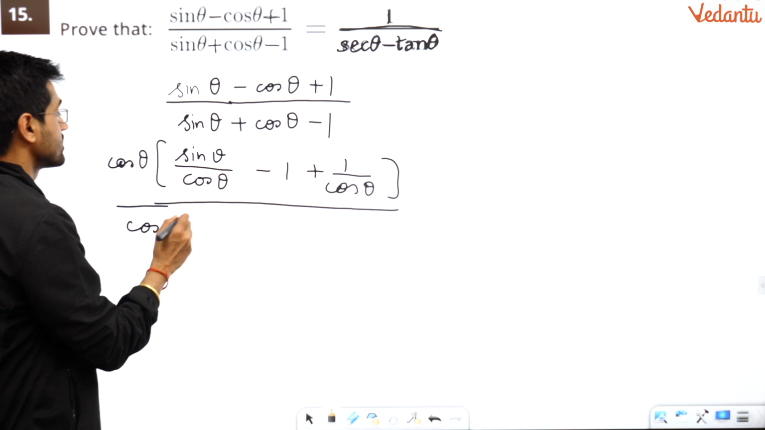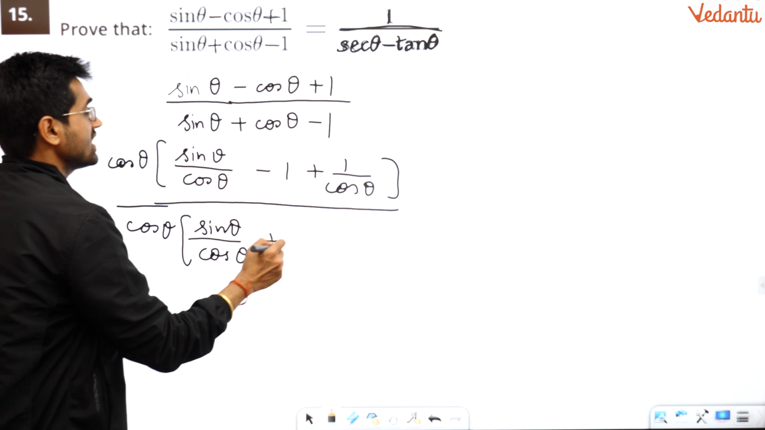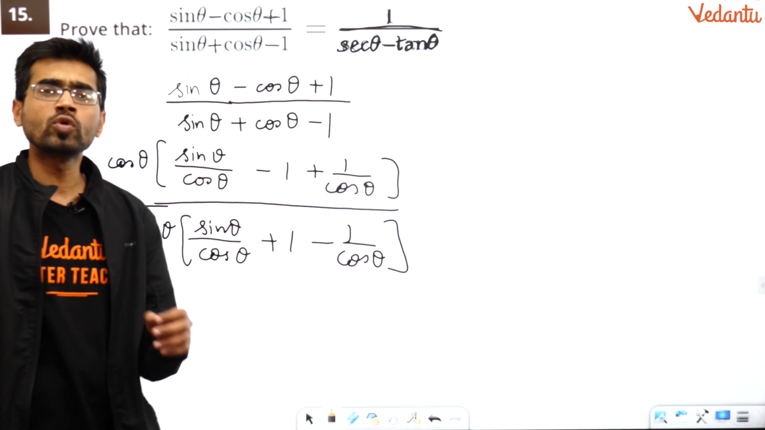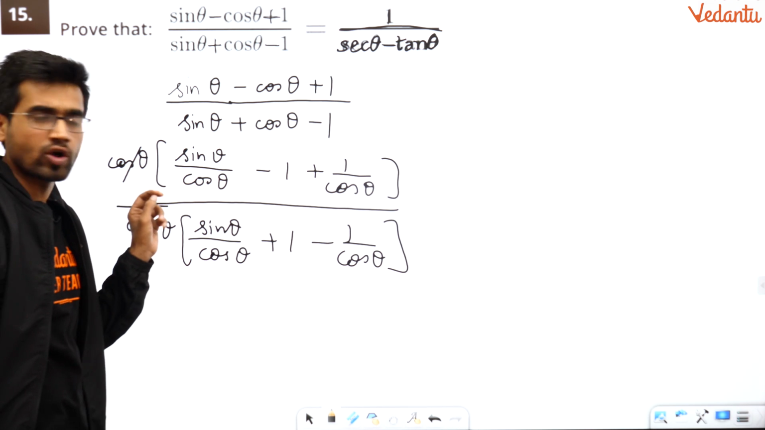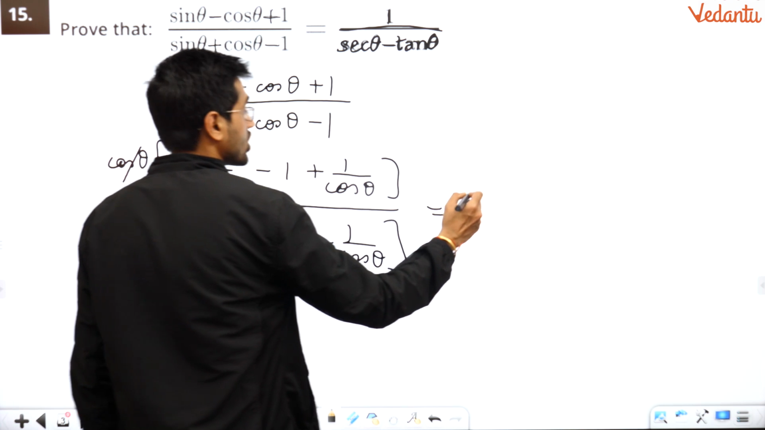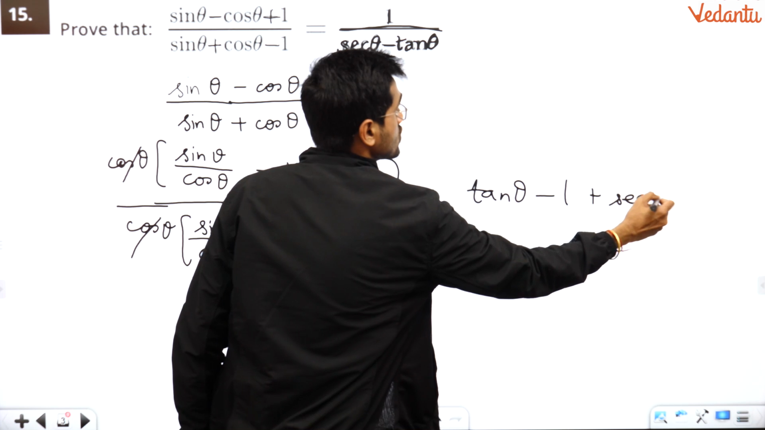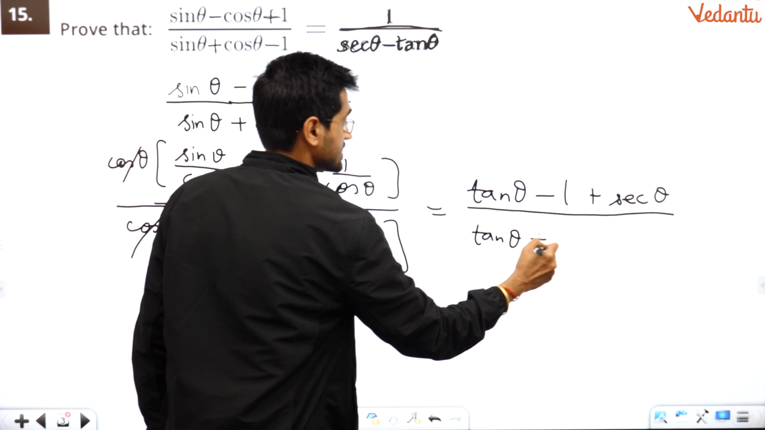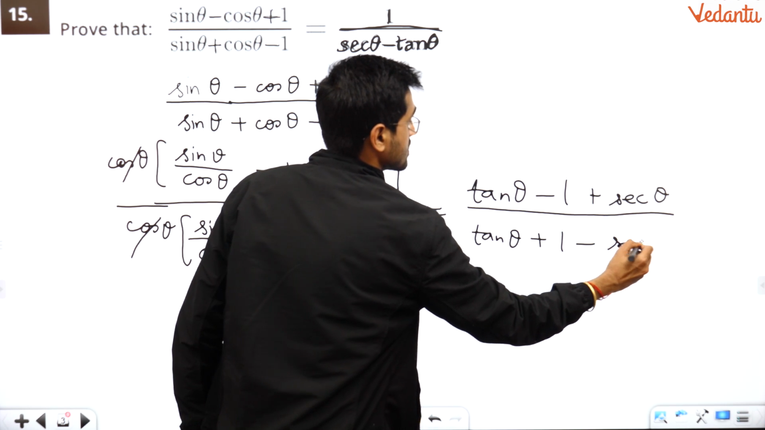So what will I have now? Sin by cos plus 1 minus 1 by cos. Now what we have to do next is very simple. We cancel this cos and write sin by cos as tan, and 1 by cos as secant. So I will have tan theta plus 1 minus secant theta.